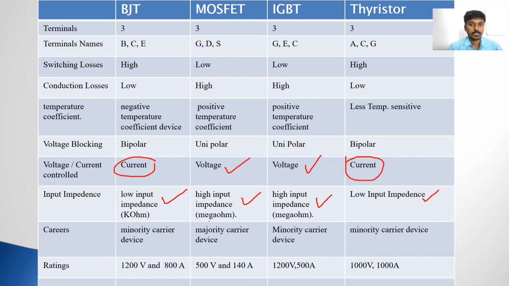Is it clear? Now carriers. BJT is a minority carrier device. MOSFET and IGBT are majority carrier devices, and thyristor is a minority carrier device. You also have to remember the voltage ratings and current ratings of the BJT, MOSFET, IGBT and thyristors, and the frequency ranges of all these devices. In any way they can ask a question; if the examiner asks one question from this table, you can easily get the 1 mark.